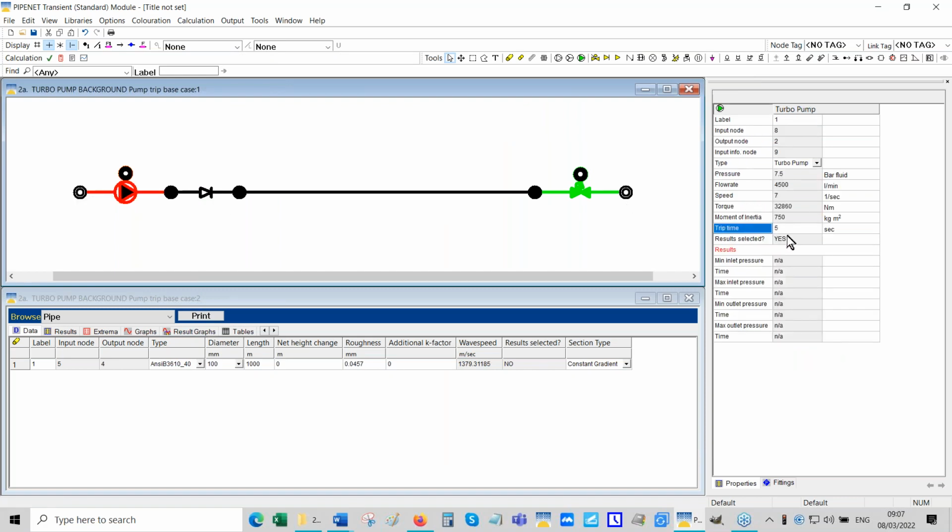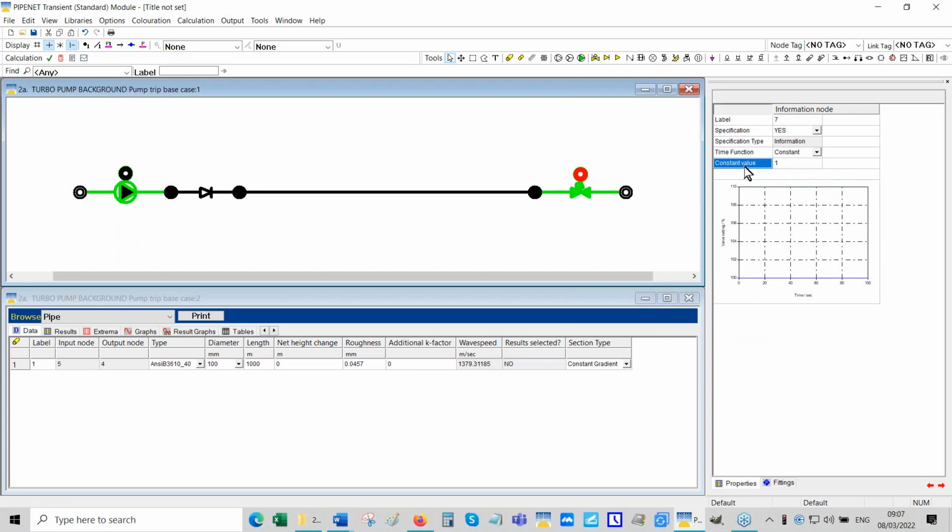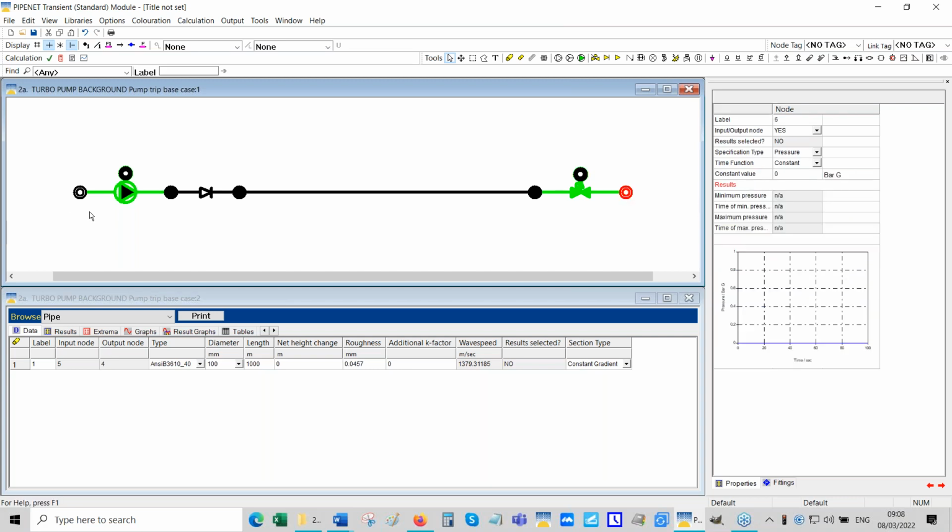We say that the trip is 5 seconds. The trip time doesn't mean that's the time duration of the pump spin down. That's something PIPENET will calculate. This 5 seconds is the time at which the pump trips or loses power or something. And that valve remains open, just before the pressure there is 0, and the pressure there is also 0.